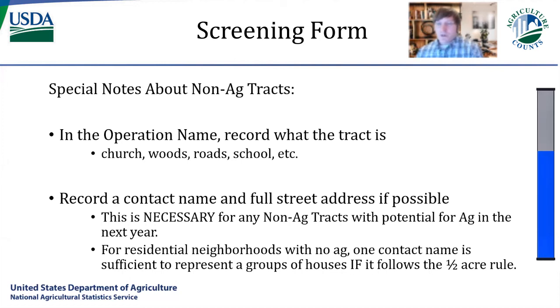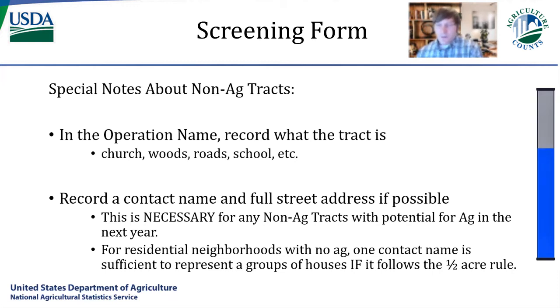There are a few special notes to discuss regarding non-ag tracts. First, you should record in the operation name what is actually there. Is it a church? Is it woods? Is it roads? Especially if it's something that is clearly non-ag other than a residential property.